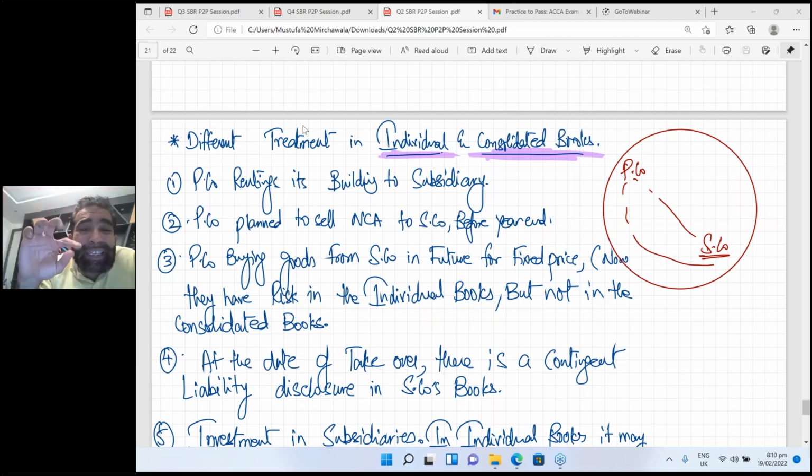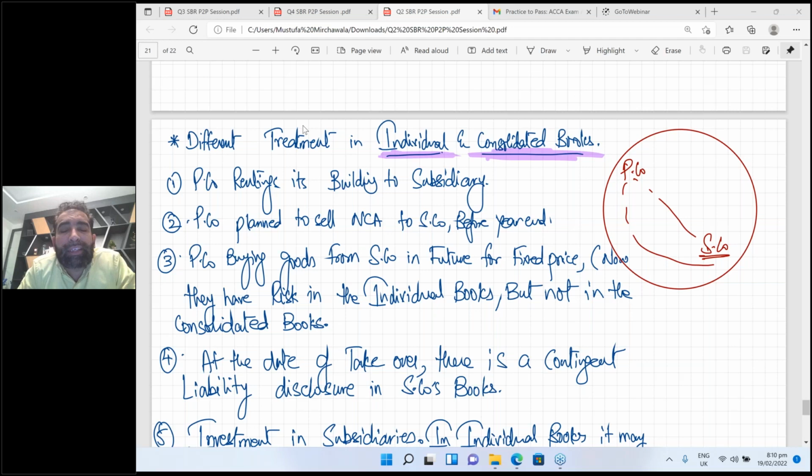So in the individual books of me and my brother, separate books, there is a risk. Yes, one of us will win and one of us will lose. But if you see both of us as a family, then there is no risk. One brother will win and another brother will lose, so the net effect will be zero.